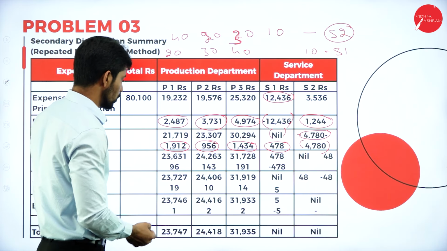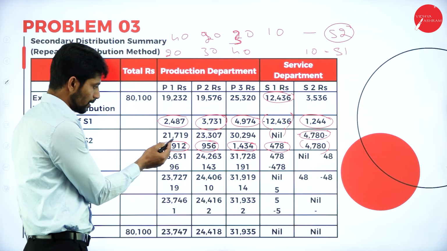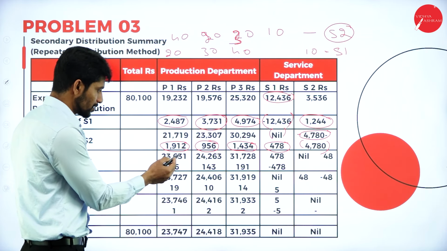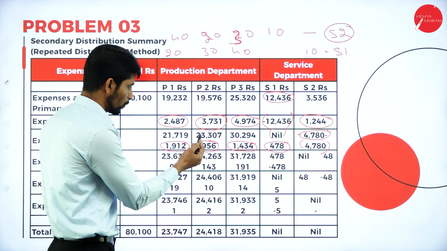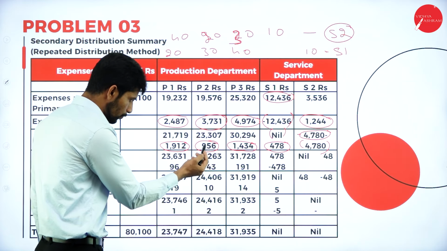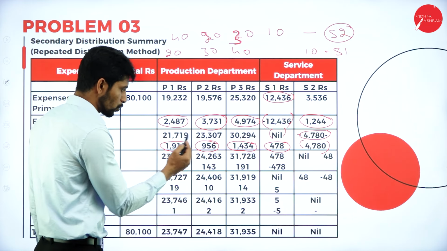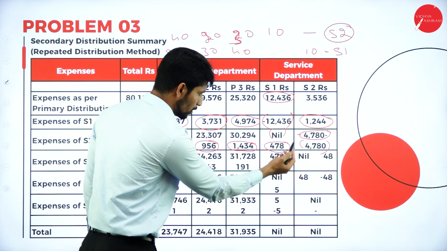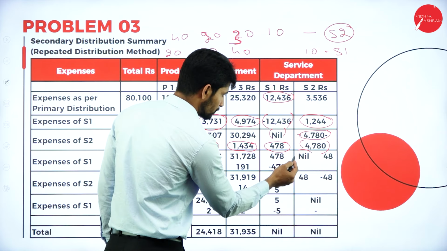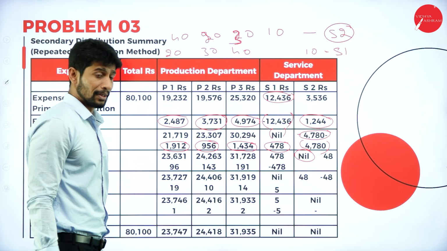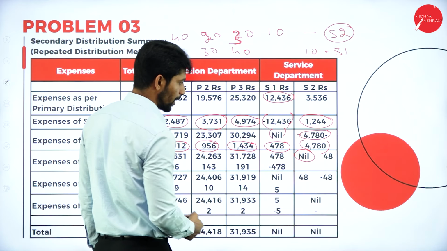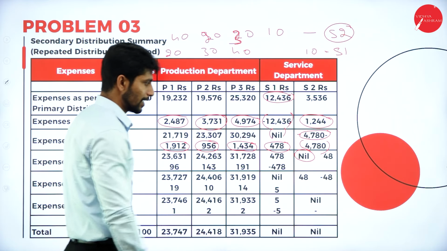So now total these two, 21,719 plus 1,912, you will get 23,631. Next 23,307 total with 956, you will get 24,633. So likewise, you total, you will get the total. Here you will get nil. Why? Because you distributed this 4,780 among other departments. So this is a minus value, you will get nil.